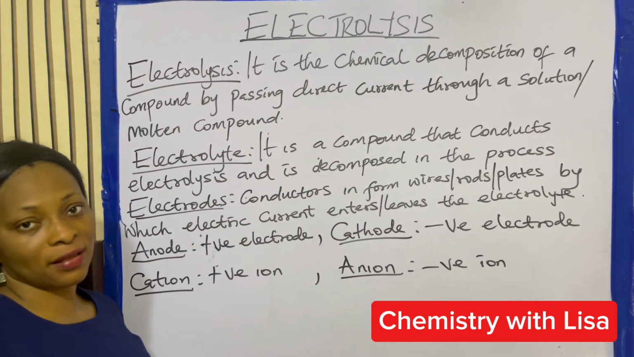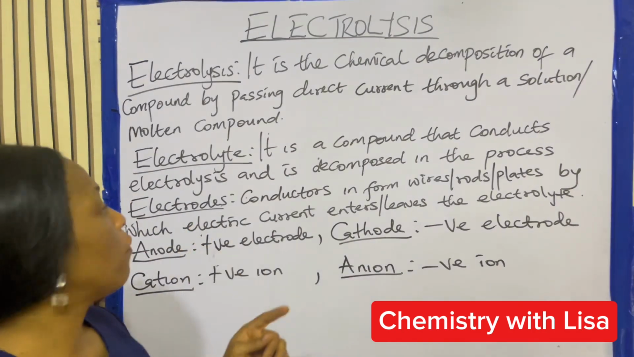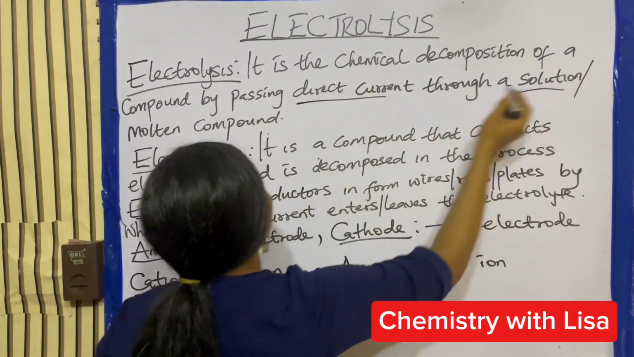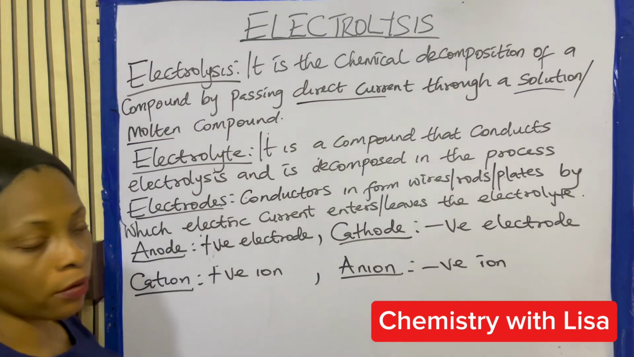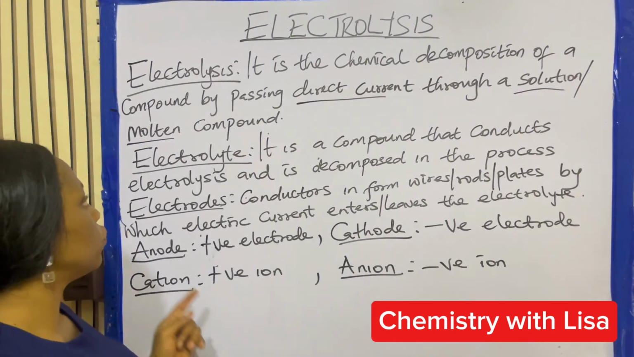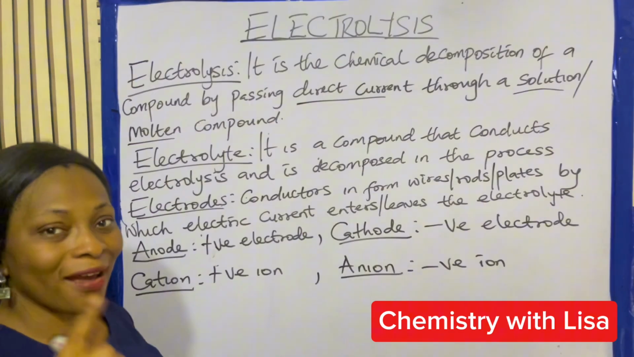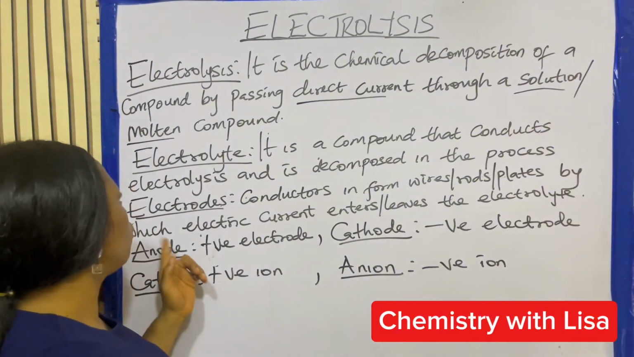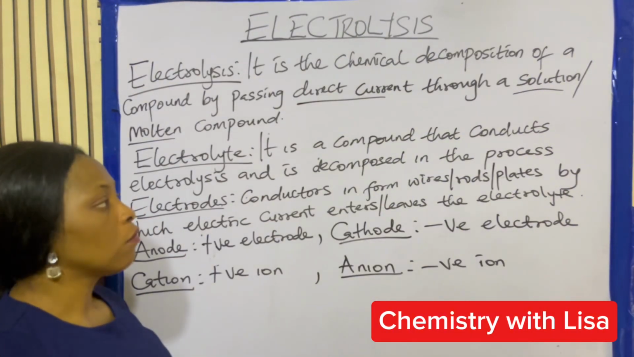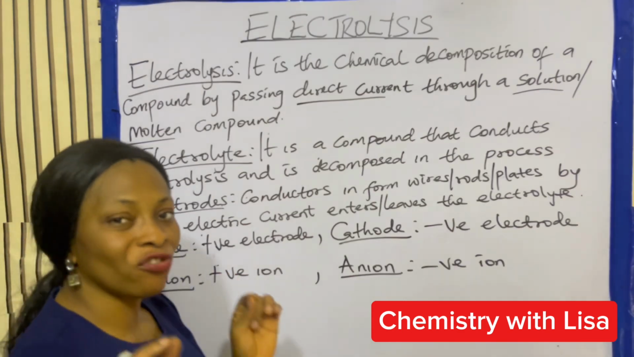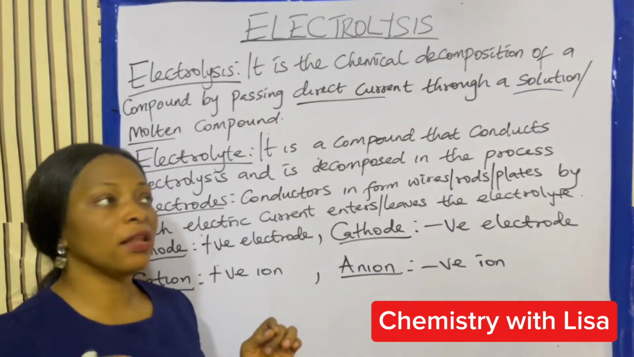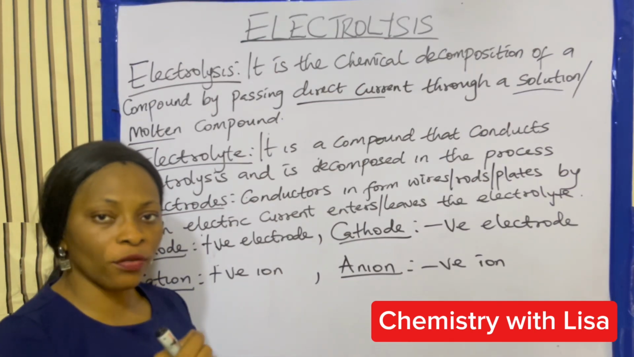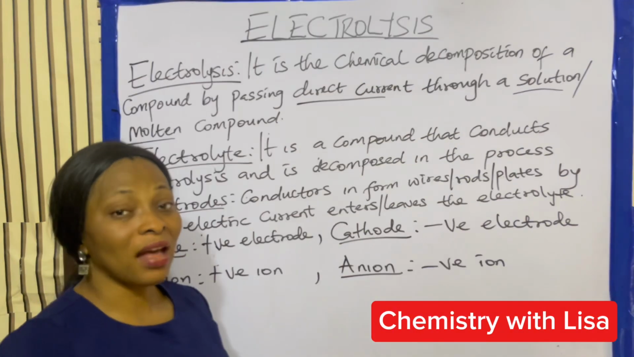So what is electrolysis? Electrolysis is simply the chemical decomposition of a compound by passing direct current, not alternating current, through a solution or molten compound. So the compound must not be dry. It must either be in solution or molten. It must be in a liquid state. That's the most important thing.